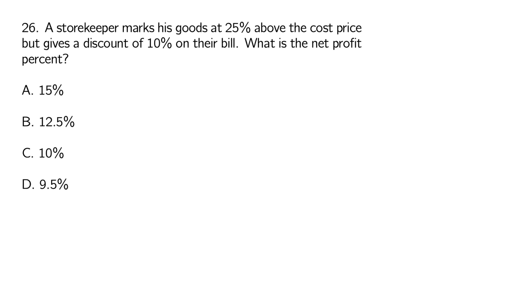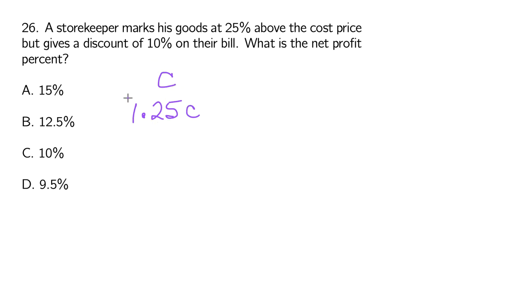The next problem is question 26. It says a storekeeper marks his goods at 25% above the cost price but gives a discount of 10% on their bill. What is the net profit percent? Now if we assume that the cost price is C, then the storekeeper marking his goods at 25% above the cost price means that after marking his goods up by 25%, the new price is going to be 1.25 times C, because 1.25C is the number that is 25% more than C.